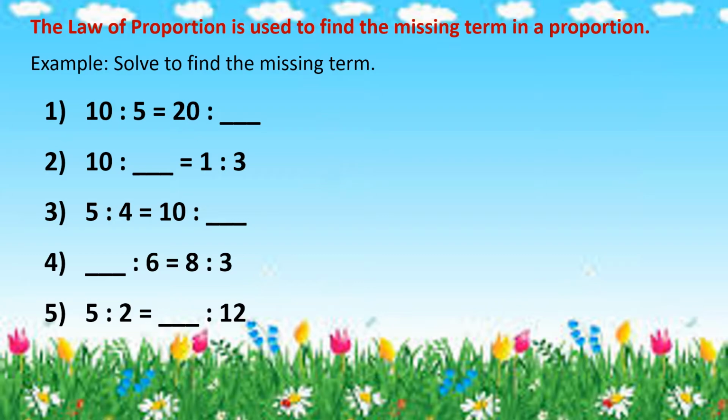The law of proportion is used to find the missing term in a proportion. So solve to find the missing term. Number 1, 10 is to 5 is equal to 20 is to blank. Let us rewrite each ratio in fraction form. So we have 10 is to 5 is equal to 20 is to, let's say the missing term is x.